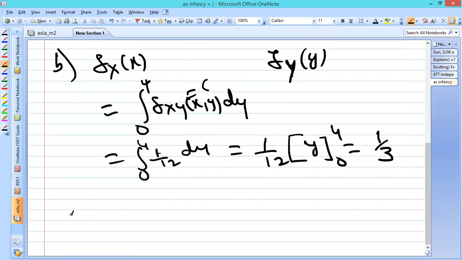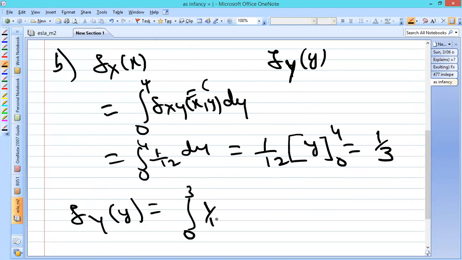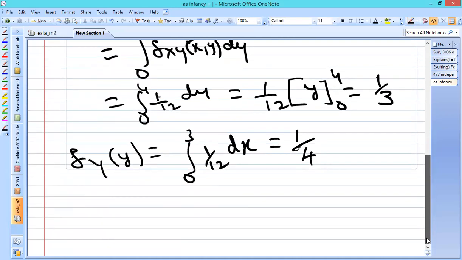And in the same way, we just calculate fy of y here. So integral 0 to 3, 1 by 12, it has to be integrated with respect to x. 1 by 4. Yes, 1 by 4 is the answer.